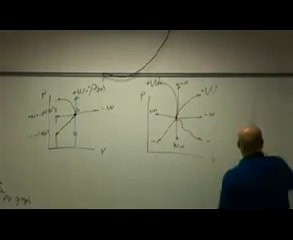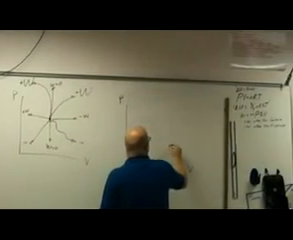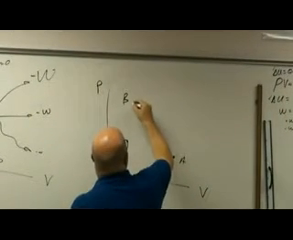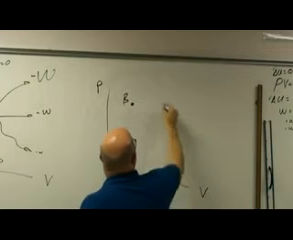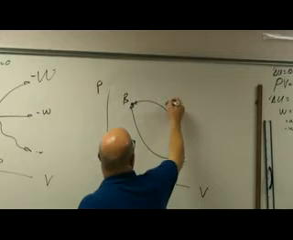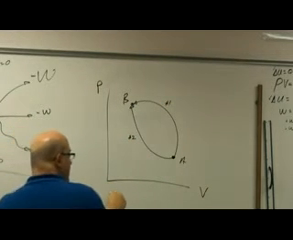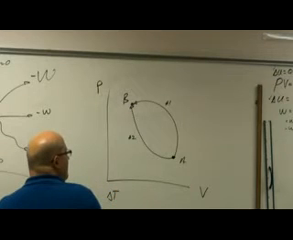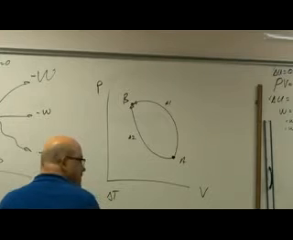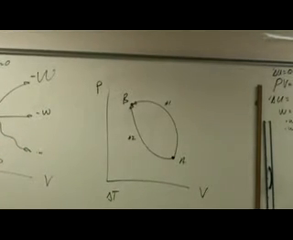Okay, so let's go back and see if it makes sense. What if I start right here, point A, and here's point B. And I move this way to point B, or I move this way to point B, along path number 1 or path number 2. Okay, tell me, is the change in temperature the same or not? Is the change in internal energy the same or not? Is the work done the same or not?